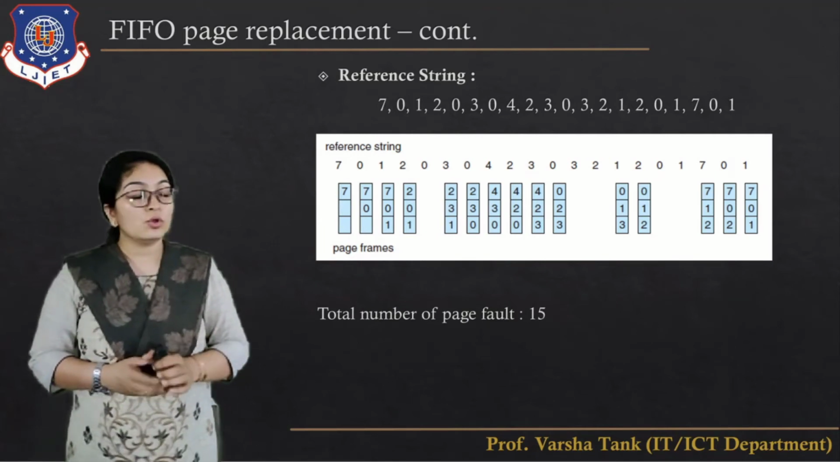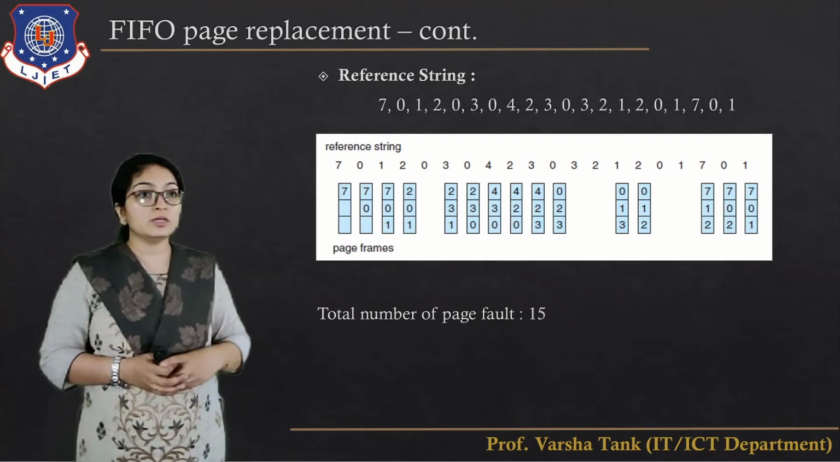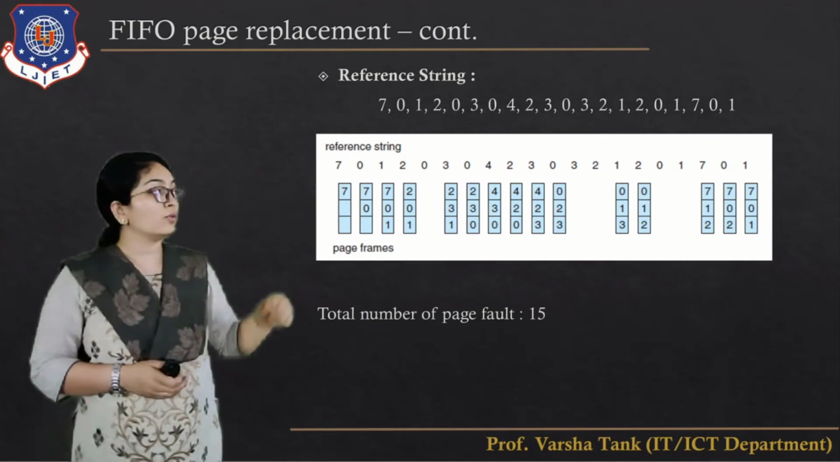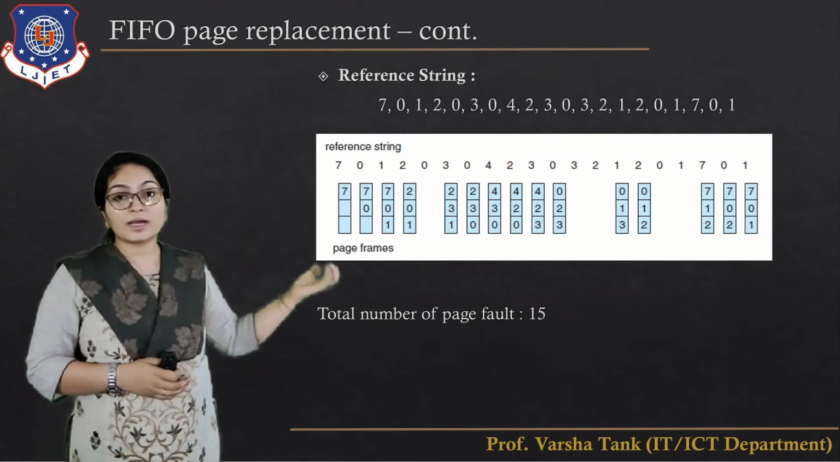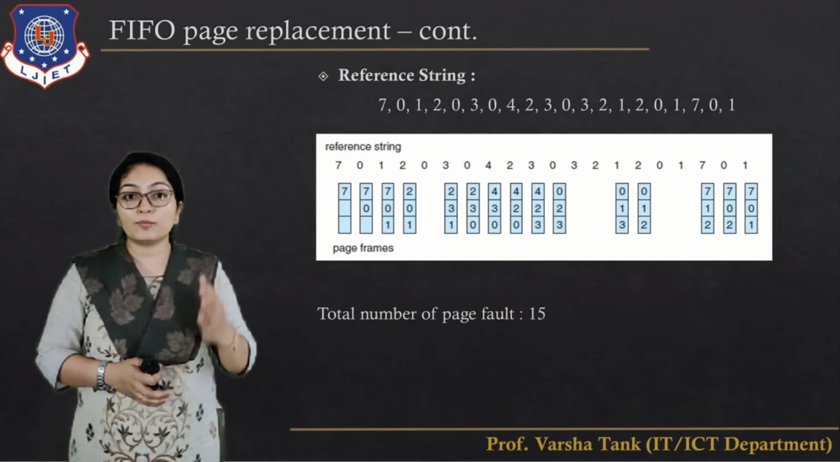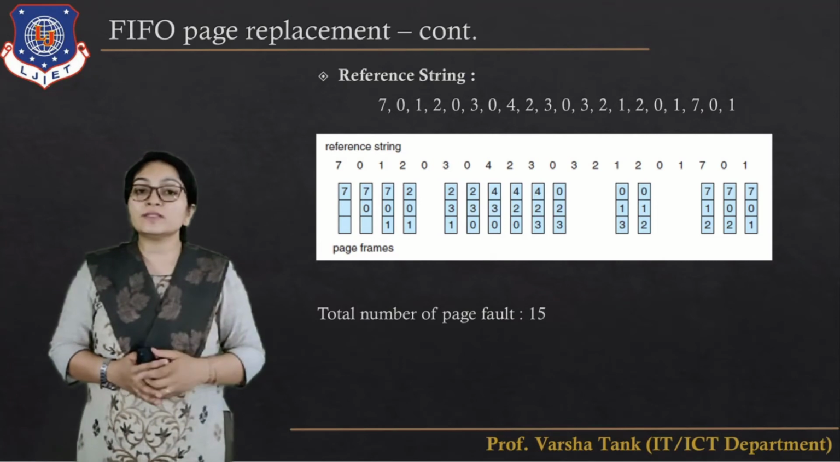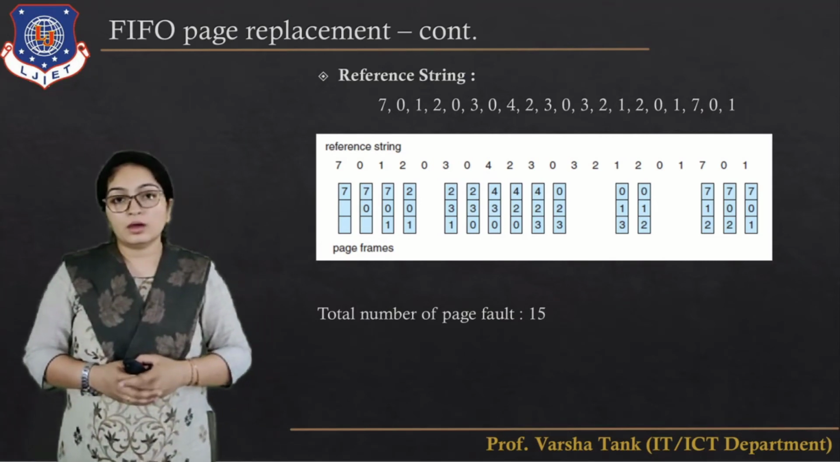So what do we have to do? We have to select the oldest one. Which one is the oldest one? From the string you can determine that 7 is the oldest one. So you have to replace the 7 and place the 2. Here again a page fault occurs. So till now 4 page faults have occurred. Now next is a 0. But 0 is already there in the page frame, so we don't need to replace any page.